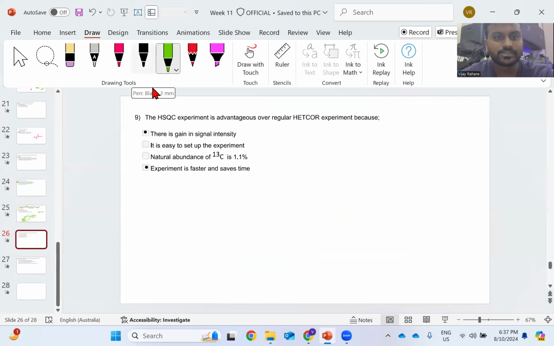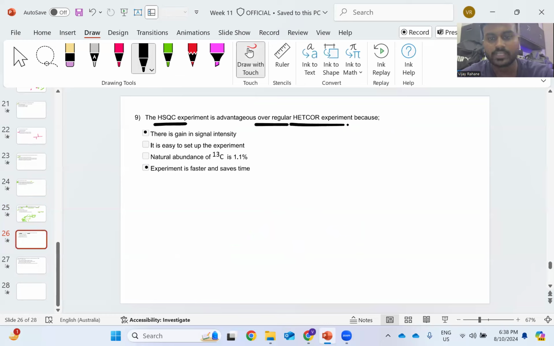In the next question, in the HSQC experiment, the advantage over the regular HETCOR experiment is the gain in the signal intensity. Also, the experiment is faster compared to the HETCOR experiment. So HSQC definitely has these two advantages.